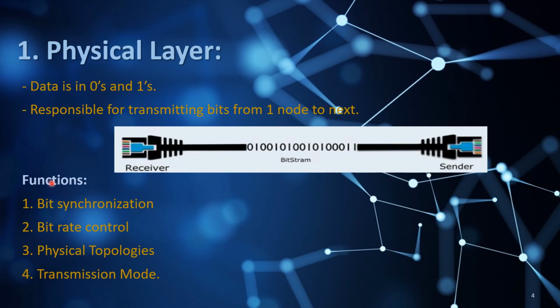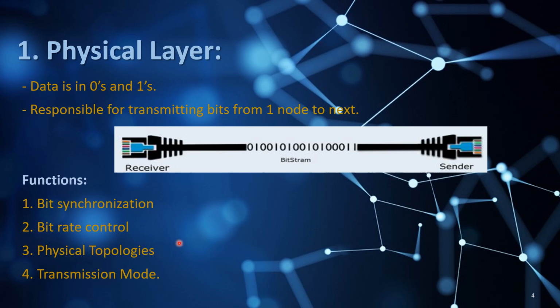The main functionalities of the physical layer start with bit synchronization. Bit synchronization means the number of bits transmitted on the sender side should be the same on the receiver side. Both should have the same number of bits sent and received. Bitrate control means the number of bits transmitted per second, so that bit synchronization is possible on both the sender and receiver side.